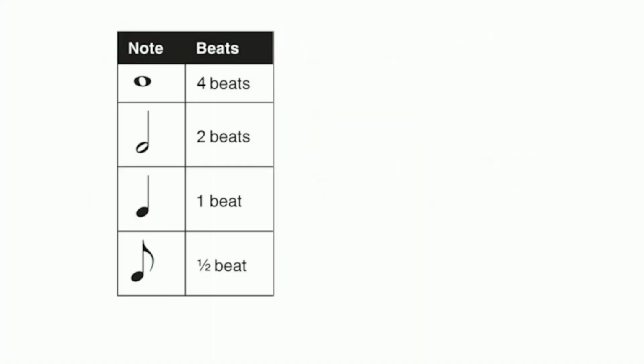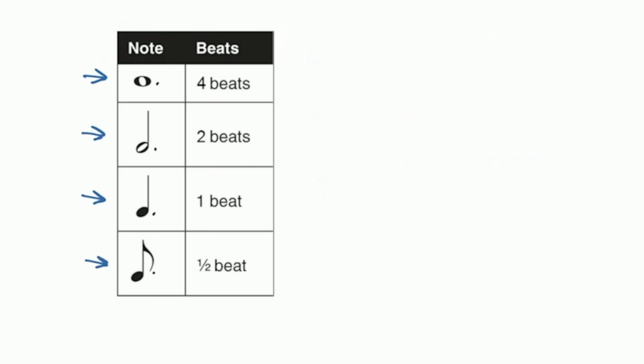Looking at this chart, we know that a whole note equals 4 beats, a half note equals 2 beats, a quarter note equals 1 beat, and an eighth note equals half a beat. So when you see a dot next to a note, that's telling us to add half of the note's value to itself. So I'm going to go ahead and add these dots in here and break this down real quick for you.